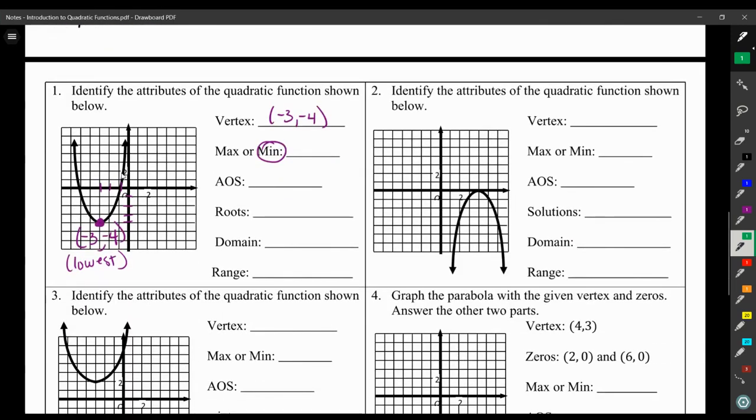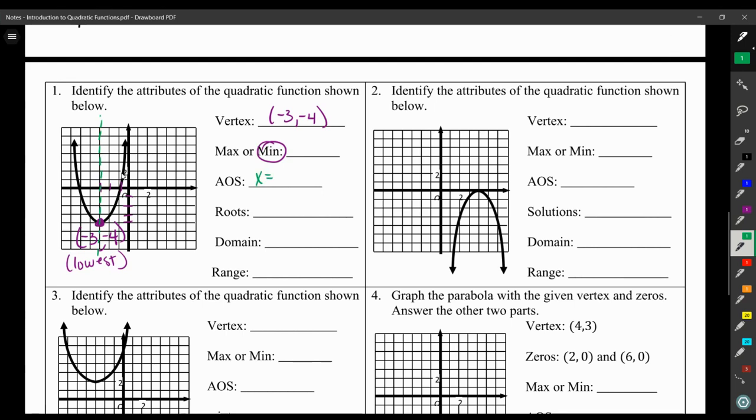So what is the axis of symmetry? Well, it's the vertical line that cuts this parabola in half. So it has to go straight through the vertex. So it's this green line right here down the middle. Because it's a vertical line, it is always x equals. That's how vertical lines are written.